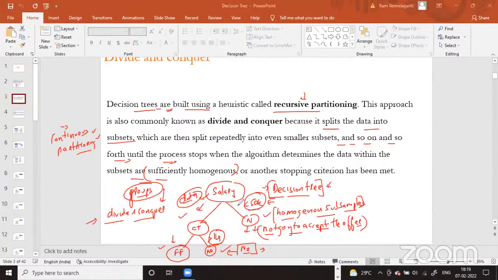You're dividing your data set and then you're trying to conquer. You're trying to reach some decisions. You're trying to conquer that piece of information, conquer that subregion, which is going to help you in your analysis. So this method is called divide and conquer. This is how we are supposed to create our decision tree concept.